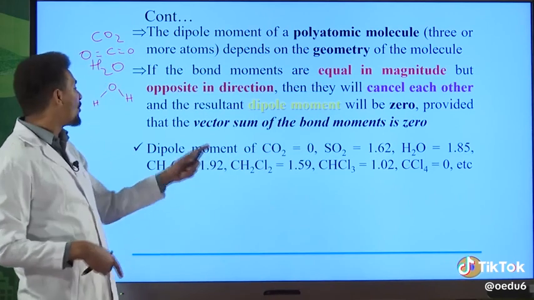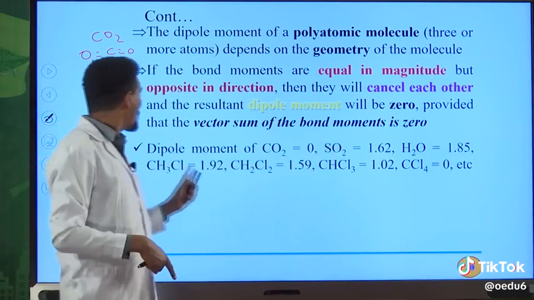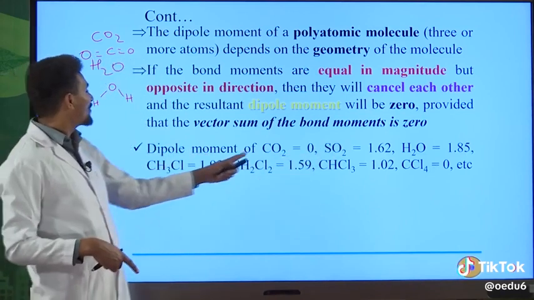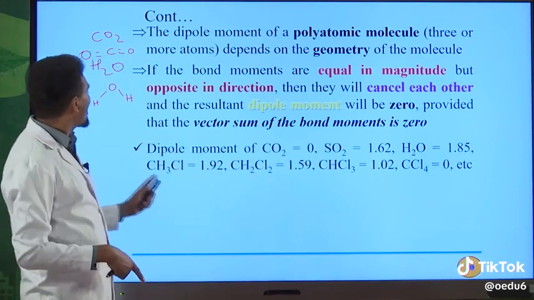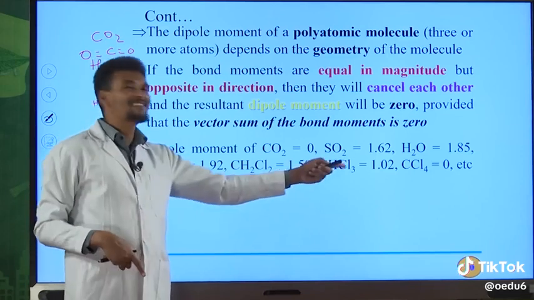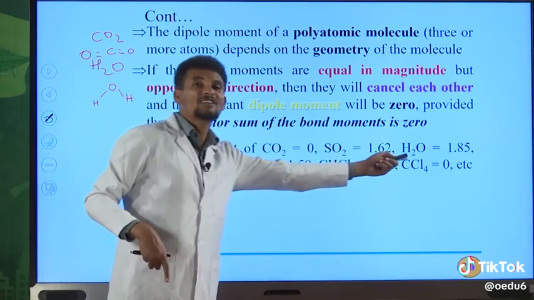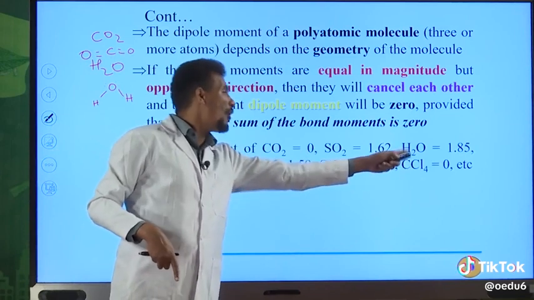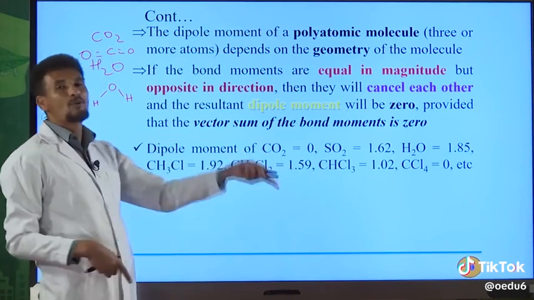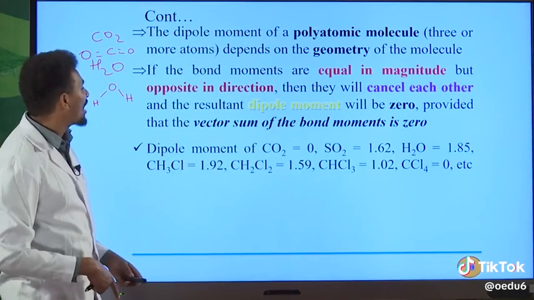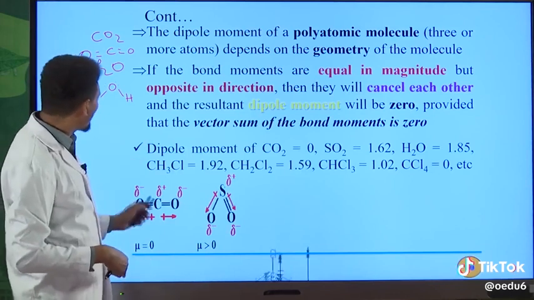So try to compare the dipole moments of these molecules. Here we have only 1 chlorine atom, here we have 2 chlorine atoms, and here we have 3 chlorine atoms. As the chlorine atoms increase, their dipole moment decreases. But carbon tetrachloride has 0 dipole moment. If all of them are chlorine atoms, its dipole moment is equal to 0. So try to differentiate the dipole moments of these molecules. I already told you about this one.